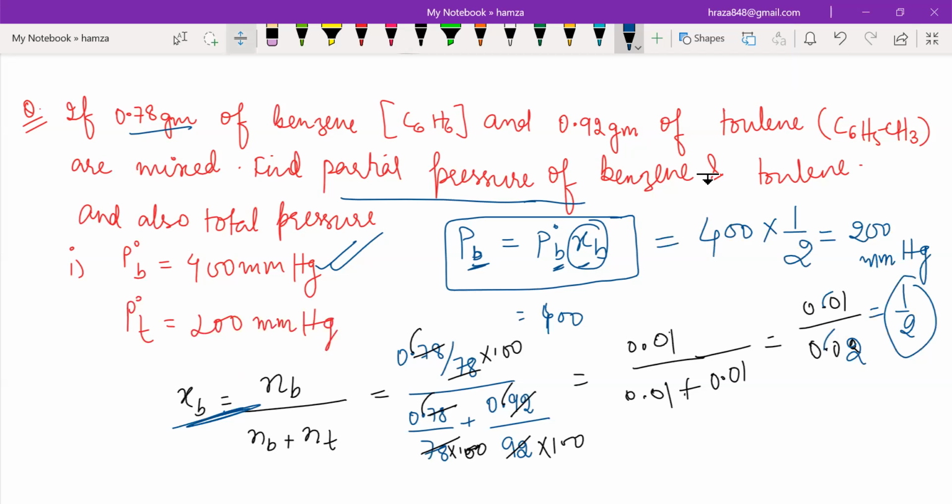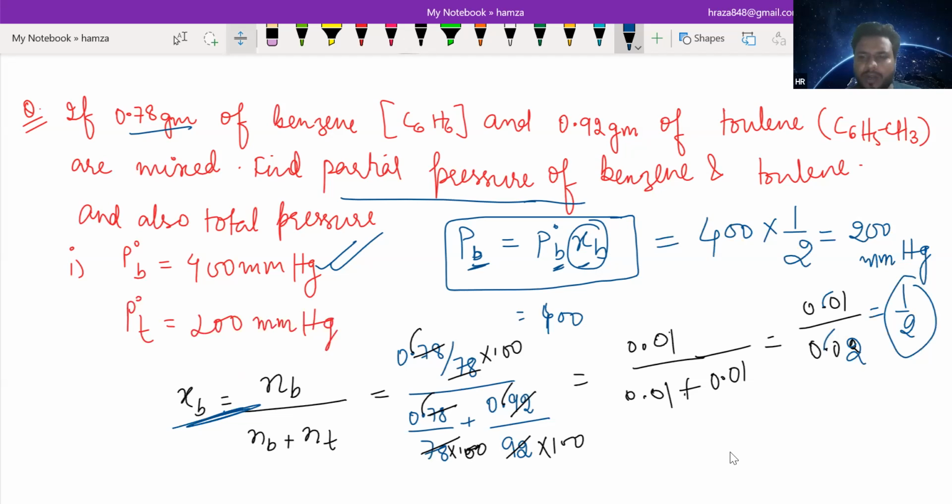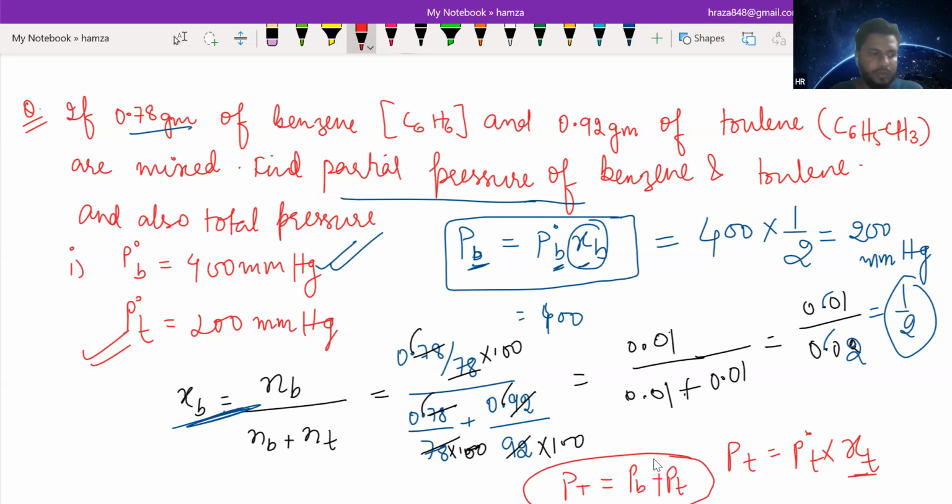Yes, sir. Now, in the same way, you can calculate PT is equal to P naught T, which is given in the question, and the mole fraction of T you can put here. Total pressure is equal to the partial pressure of benzene plus the partial pressure of toluene, and you will get your answer when you add them. So please write it.